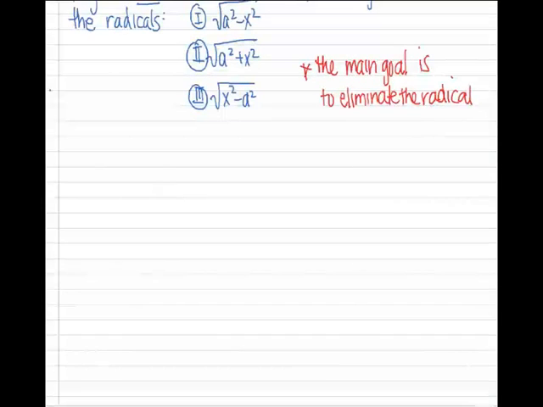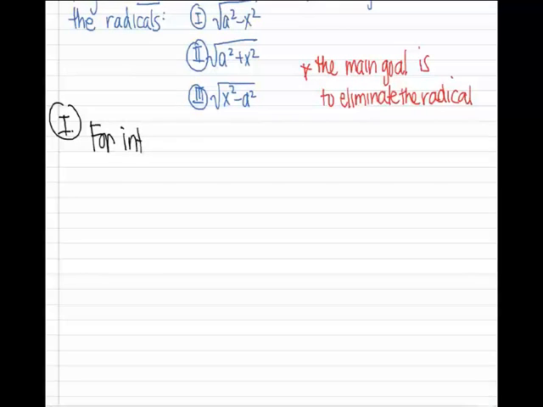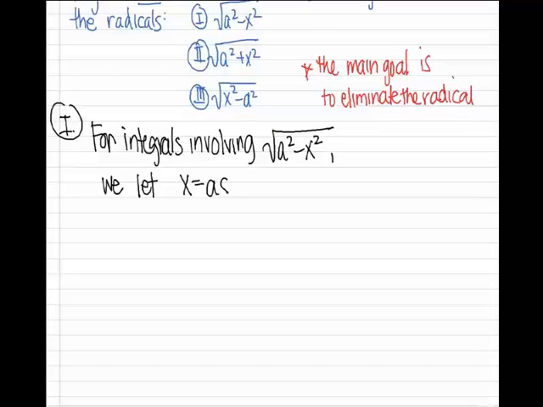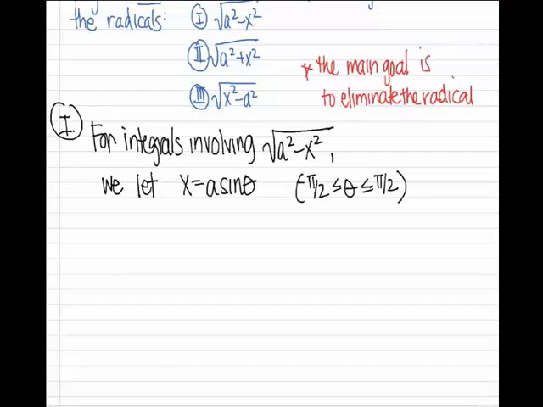So the first one we're going to do is for integrals involving square root of a squared minus x squared. We're going to let x equal a sine theta. And the domain restriction here, which generally you guys aren't going to have to worry about, is going to be theta between -pi/2 and pi/2. If you see the a squared minus x squared, you want to use x equals a sine theta.